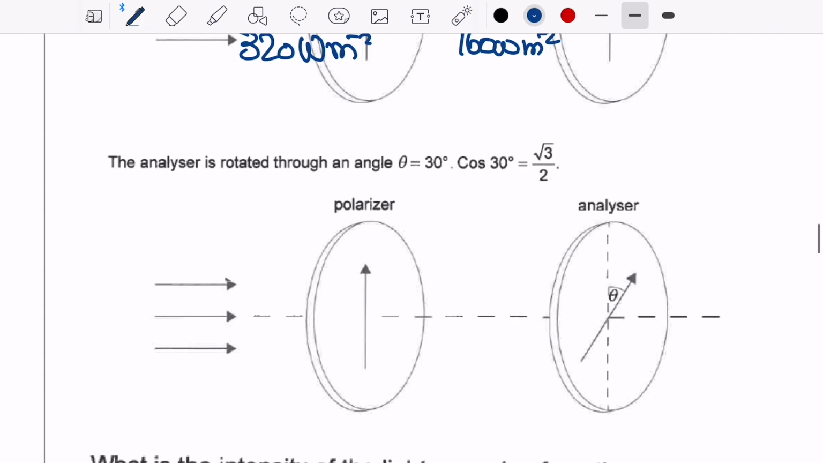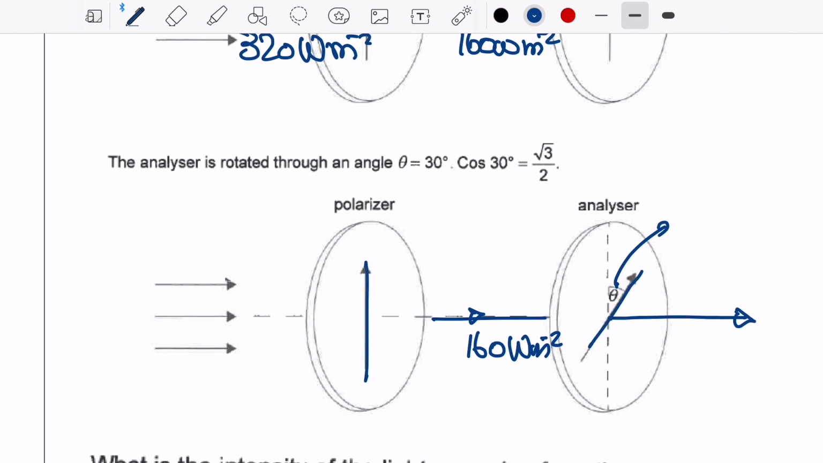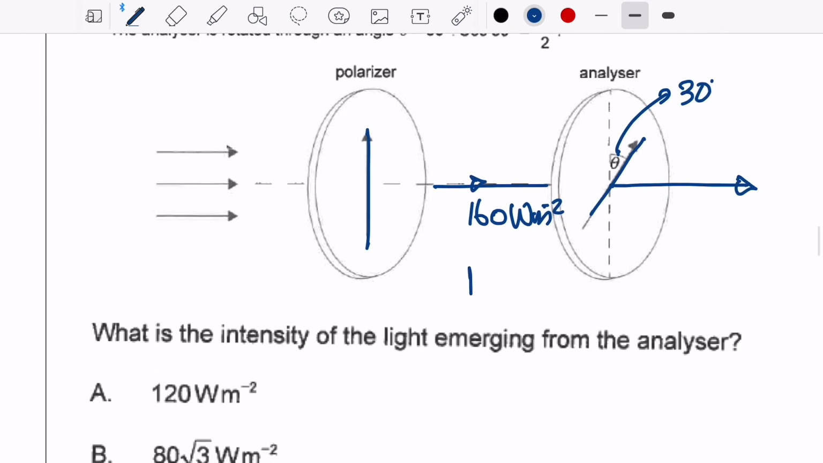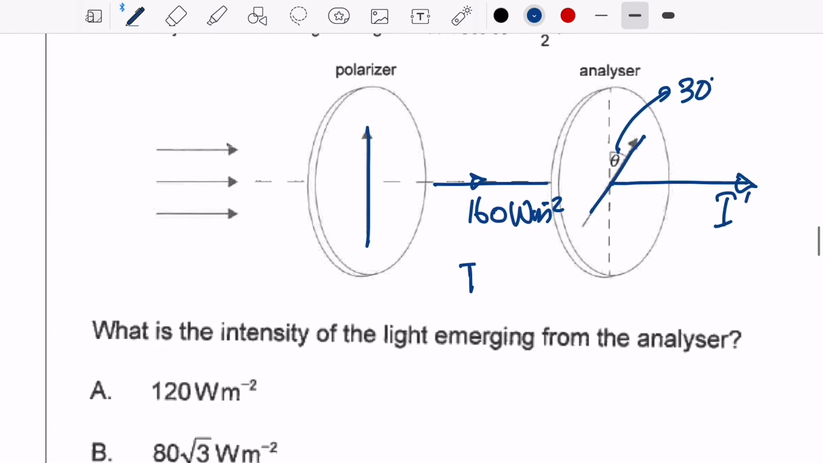Now second analyzer, how much? Now it is coming to this analyzer is 160 watt per square meter, right? Analyzer, how much energy or intensity comes out depends on the angle between these two polarizing axes, right? This angle is, they say, 30. So here let's say this I dash is I cosine squared phi. This is called Malus law, right?